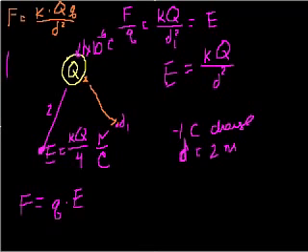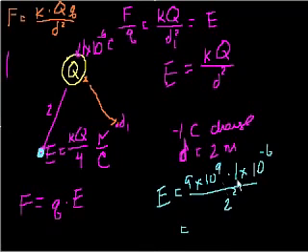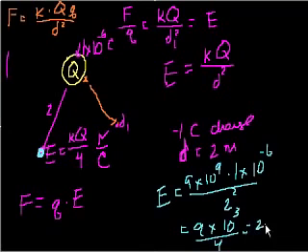And let me switch colors again. What's the electric field at that point? Well, the electric field at that point is going to be equal to Coulomb's constant, which is 9 times 10 to the ninth, times the charge generating the field, 1 times 10 to the minus 6 coulombs. And then we are 2 meters away, so 2 squared. So that equals 9 times 10 to the third divided by 4. What is that? 2.5 times 10 to the third, or 2,500 newtons per coulomb.